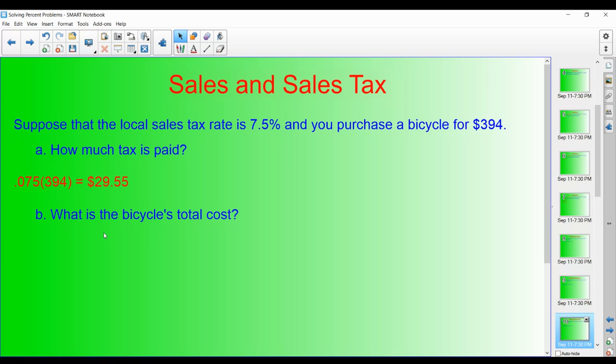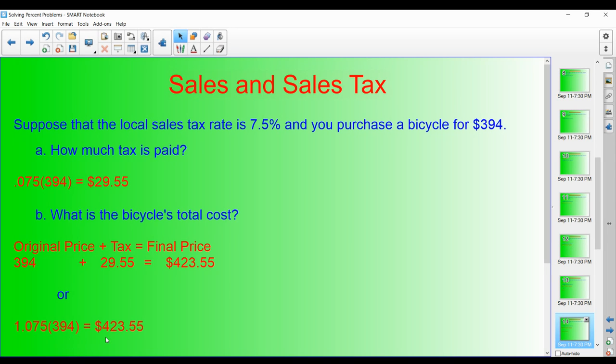Now to find the total cost, I can do it in two steps, where I take the original price and add the tax and get the final price. Or if we want to do it in one step, we can just say that we paid 107.5% because we paid the full price of the bike plus the extra 7.5%. And we can just do one multiplication step and get the same price. Either or is going to work.